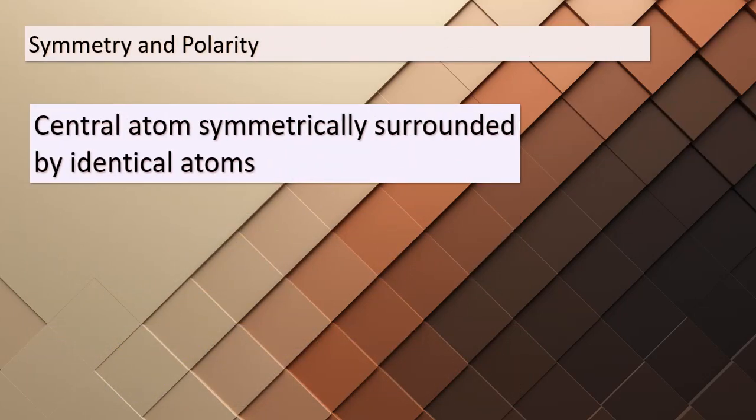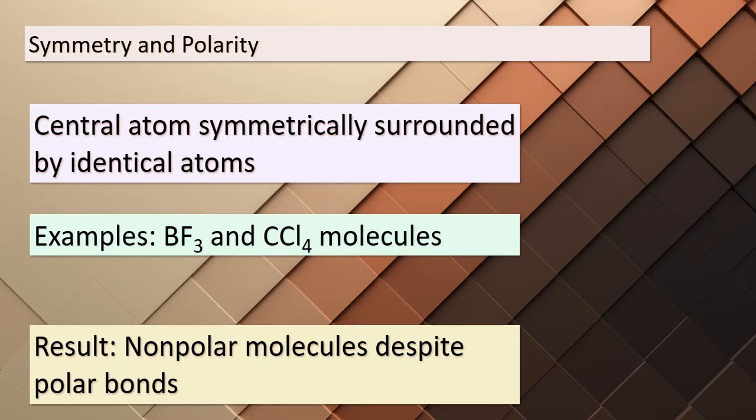Now, let's talk about an interesting phenomenon. Take a look at molecules like BF3 and CCl4. In these cases, the central atom is symmetrically surrounded by identical atoms. Surprisingly, even though these molecules contain polar bonds, they are classified as nonpolar molecules. This symmetry plays a crucial role in determining the overall polarity of the molecule.